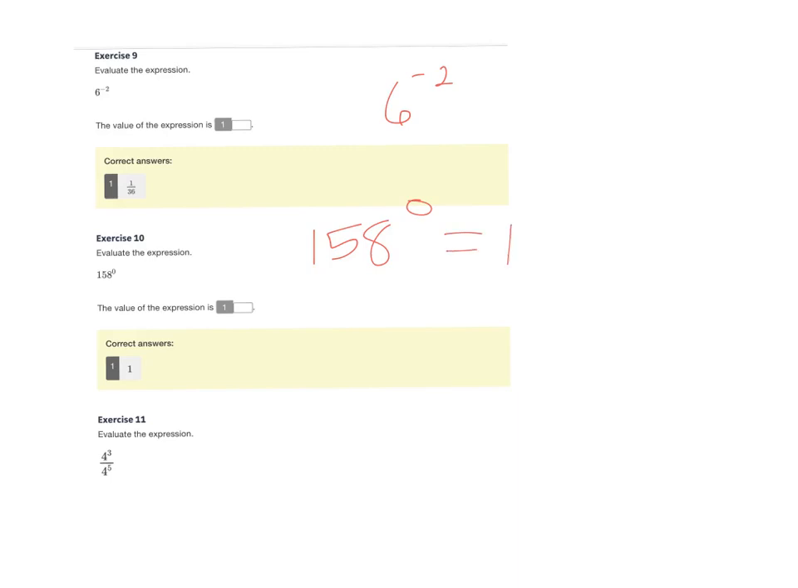Alright, exercise 11, we've got 4 to the 3rd over 4 to the 5th. Now, we're going to subtract those. Remember, we take the denominator and subtract it from the numerator. So this is going to be 4 to the 3 minus 5, which would be negative 2. And then we're going to change that to make it positive, so that's going to be 1 over 4 squared. And remember, it's asking us to evaluate, so we're going to solve that. So this is going to be 1 over 4 times 4, or 16.